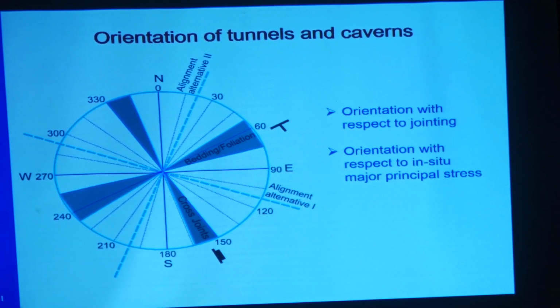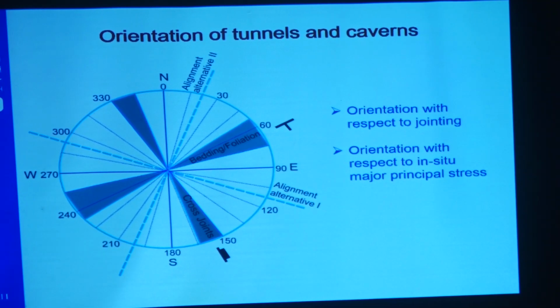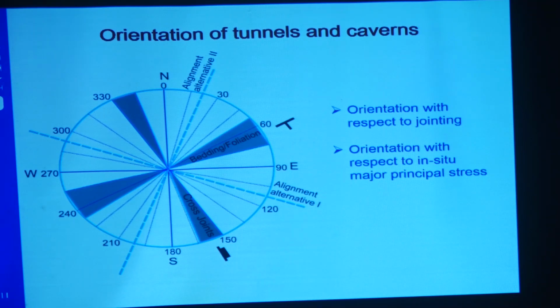So option 1, option 2, okay. And if there is no possibility to have that, then we should always make more than 30-35 degrees with respect to foliation or bedding. Cross joints, once we are into the mountain, some cross joints may be disappearing or spacing will be increased. So this is the way we should orient the tunnels and caverns. And also, if we have stress measurement, this needs to be checked with respect to alignment as well.